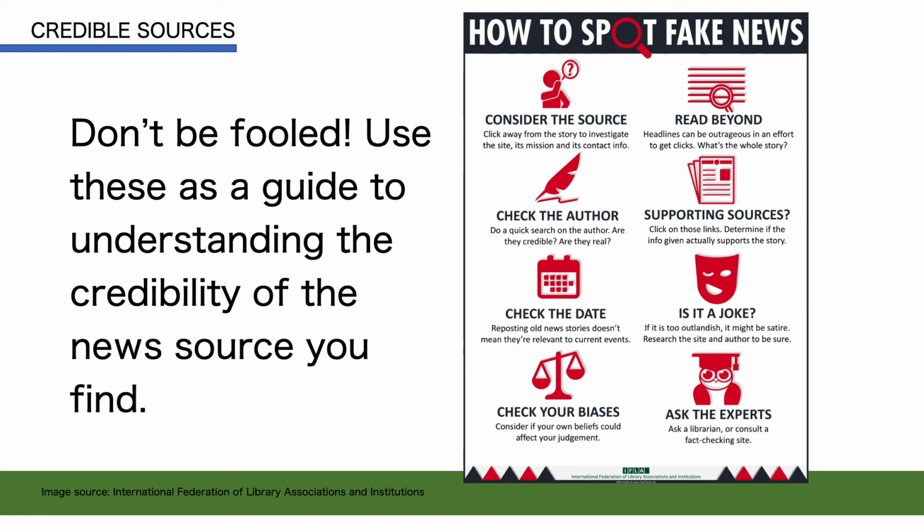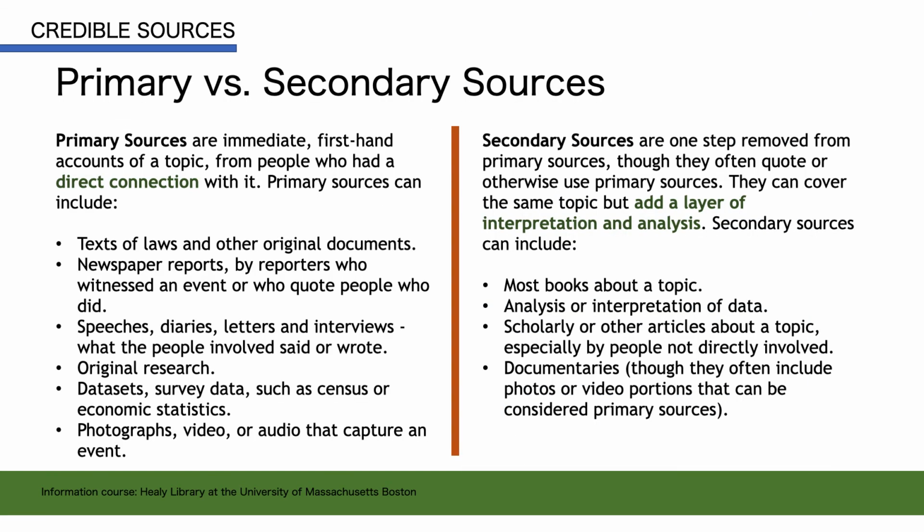In considering sources, you also need to consider if what you are checking is a primary source or a secondary source. A primary source is an immediate first-hand account about a topic from people with a direct connection to it. A secondary source is one step removed from a primary source. They often quote and use primary sources and can cover the same topic, but you have to keep in mind that there is a layer of interpretation in a secondary source. Read through the bullet points to get an idea of what kind of sources qualify as primary or secondary sources.